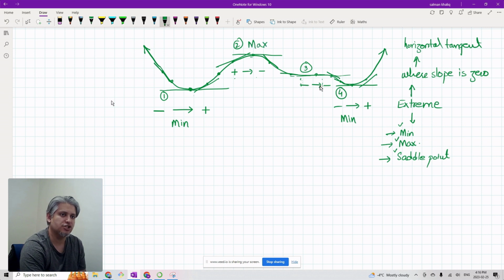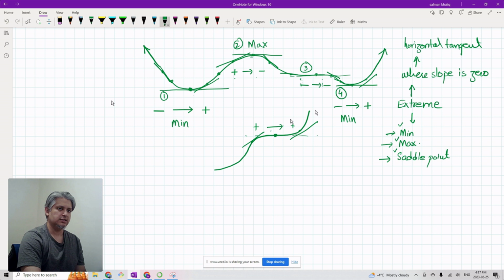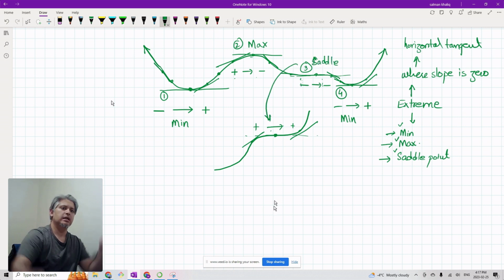And when the slope does not change, here I used only an example where it was negative and stayed negative. It can also be true when it was positive, like it is doing something like this and then becomes like this and then doing like this, which means around this particular point it is positive here, positive here, so it remains positive to positive. So this one and this one are examples of a saddle point. Now we have a good understanding of minimum, maximum, and saddle point.